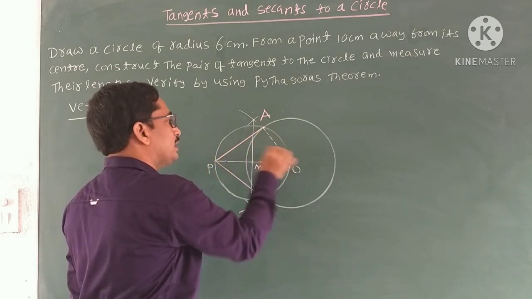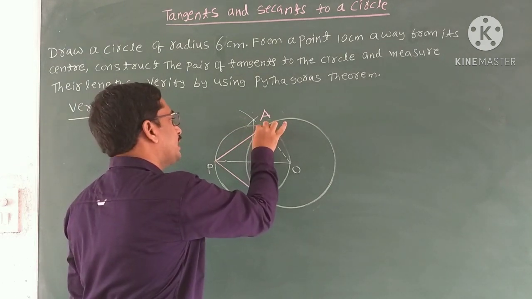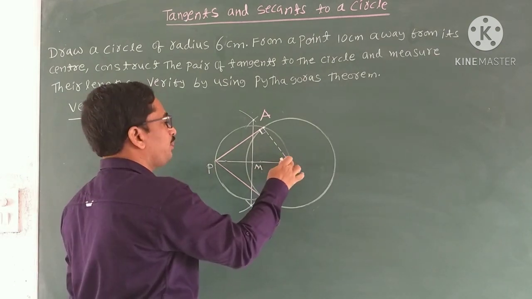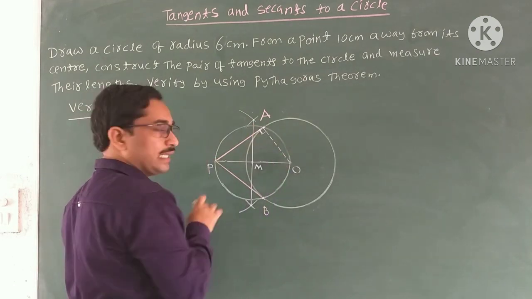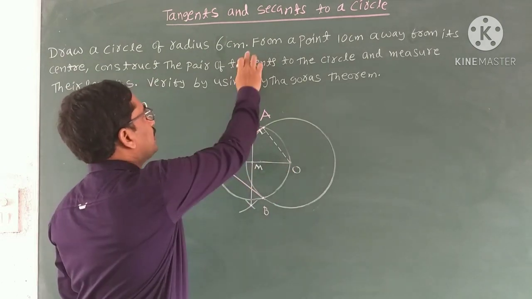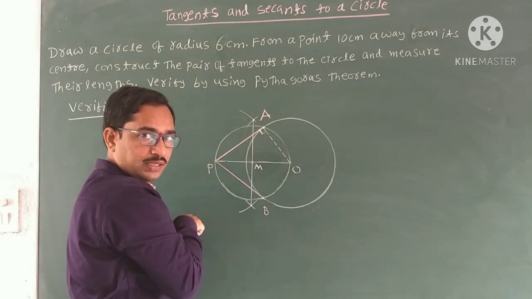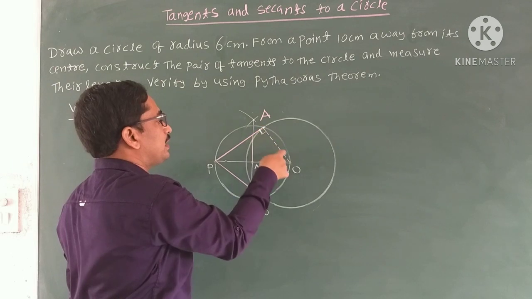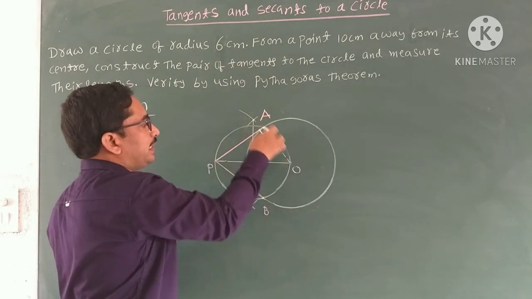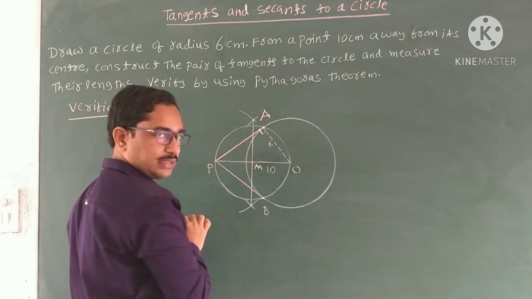So OA is the radius, PA is the tangent. At the point of contact, the angle between the tangent and the radius is 90 degrees. So OAP is a right angle triangle. And we know the length of OP, it is given 10 centimeters because it is 10 centimeters away from the center, and OA is the radius, it is also given 6 centimeters. So the length of the radius is 6 centimeters, OP length 10 centimeters, it is given.